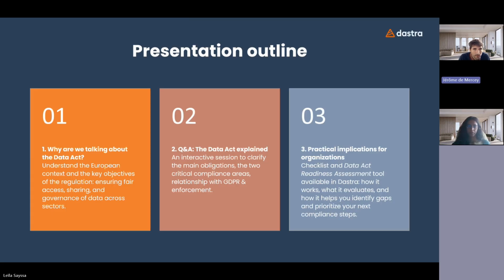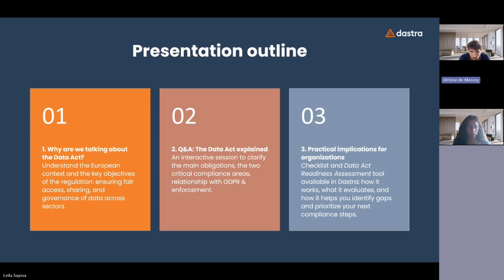What we will talk about today is in three key points. First, why we are talking about the Data Act today. The idea is to understand the European context and the key objective of the regulation. After that, we will go deep into the details and explain the Data Act with a Q&A session, to give you key insights about this regulation and practical aspects like the obligations, the enforcement, the relationship with GDPR, and a focus on two critical areas that are very important for businesses today, especially Internet of Things and cloud providers.